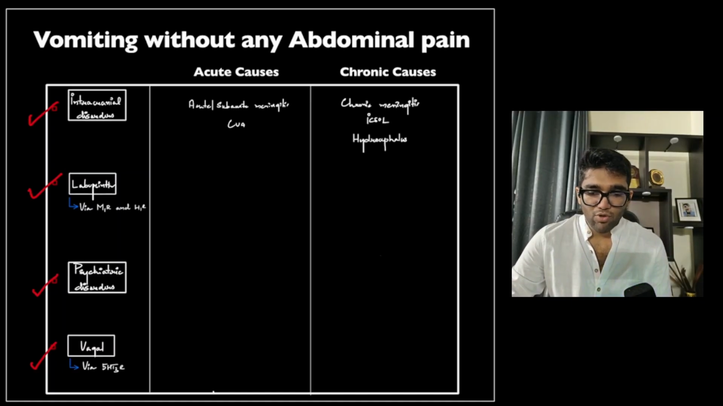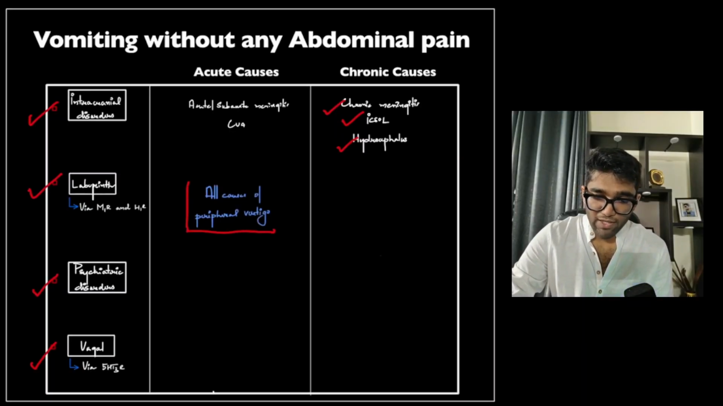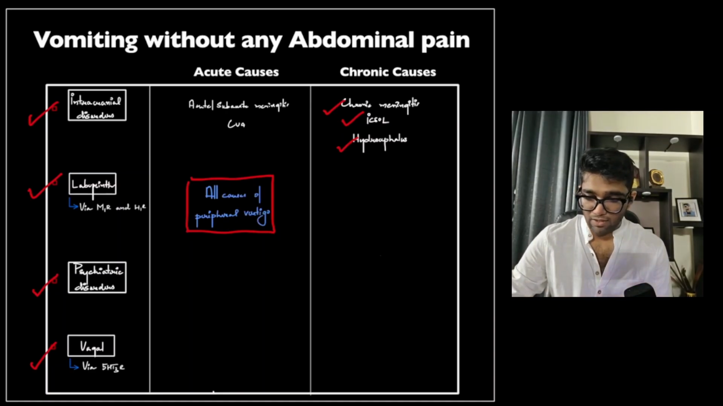Now, chronic causes would include chronic meningitis, intracranial space occupying lesions, and hydrocephalus. Now, in case of the activation of the vestibular apparatus, all causes of peripheral vertigo cause acute vomiting, and we'll be talking about peripheral vertigo separately. So we'll be talking about vertigo and differentiating it from incoordination and imbalance separately. So I'll not go into that right now.